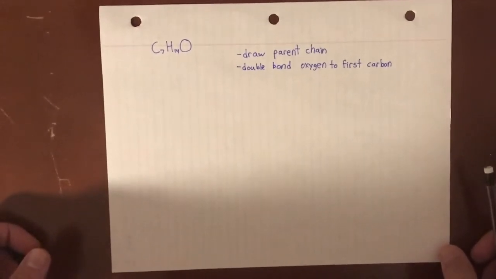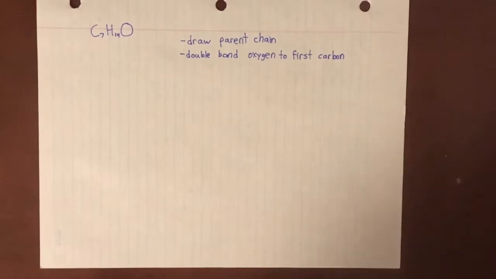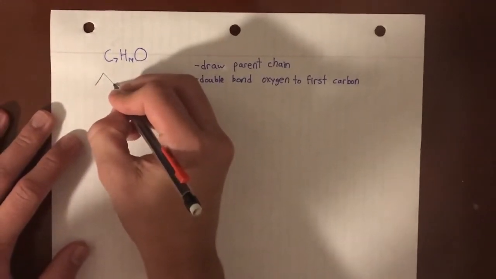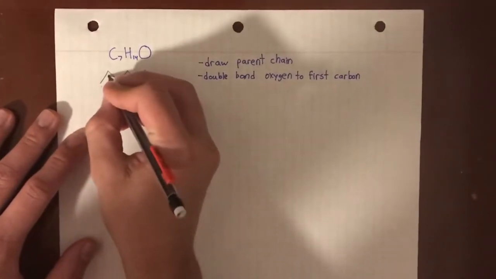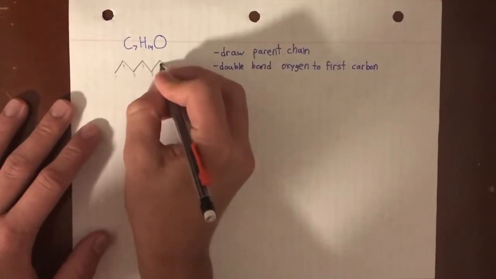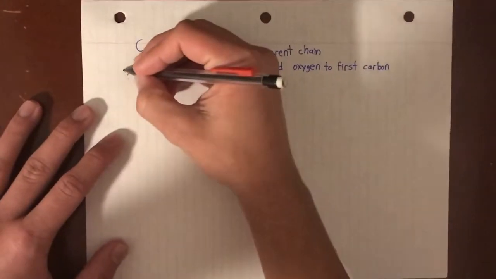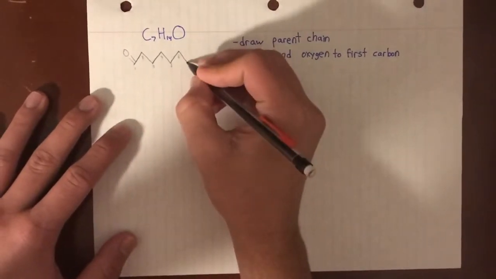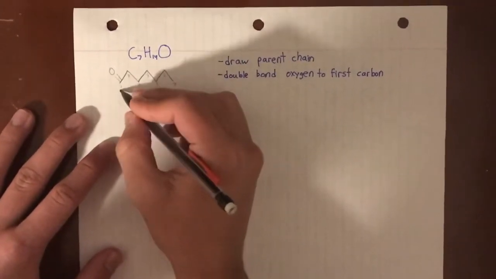Let's start with the first compound that could be made using this molecular formula. First, let's draw the parent chain. So there's 7 carbons, so 1, 2, 3, 4, 5, 6, 7. And let's number this: 1, 2, 3, 4, 5, 6, 7. Then let's double bond the oxygen to the first carbon. This oxygen could also be bonded to this carbon, as this could also be numbered 1, and then 2, 3, 4, 5, 6, 7.